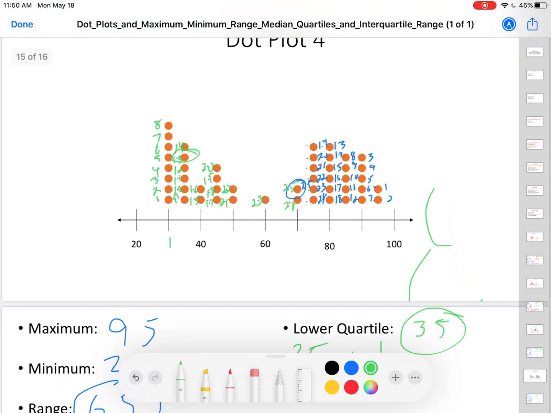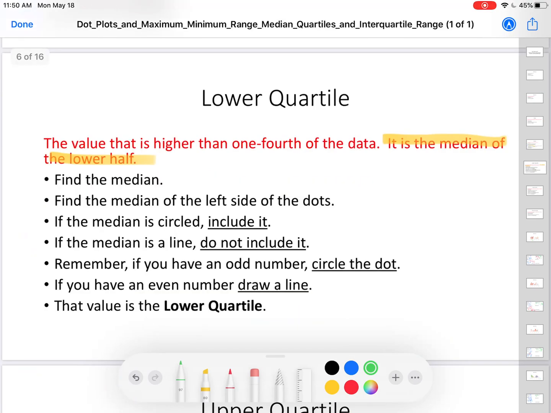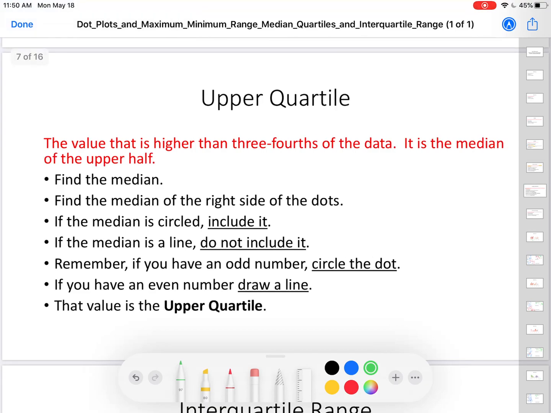So let's go back to the beginning. That's median, lower quartile. Do you understand lower quartile? If you need help, please write to me. Next, of course, would be upper quartile. It's the same as the lower quartile, except it's the upper side. It's the value that is higher than 3/4 of the data. It is the median of the upper half.